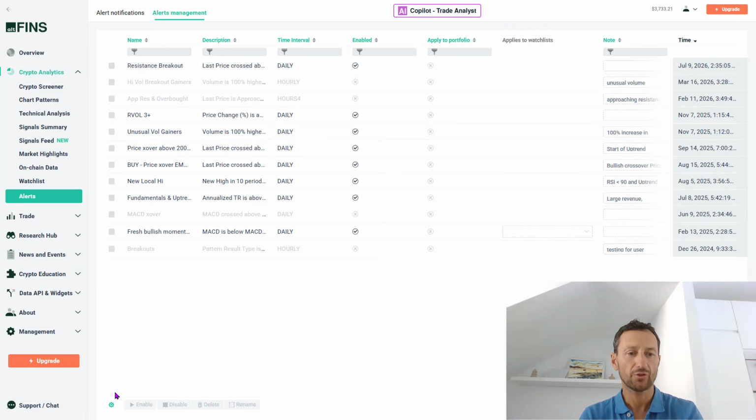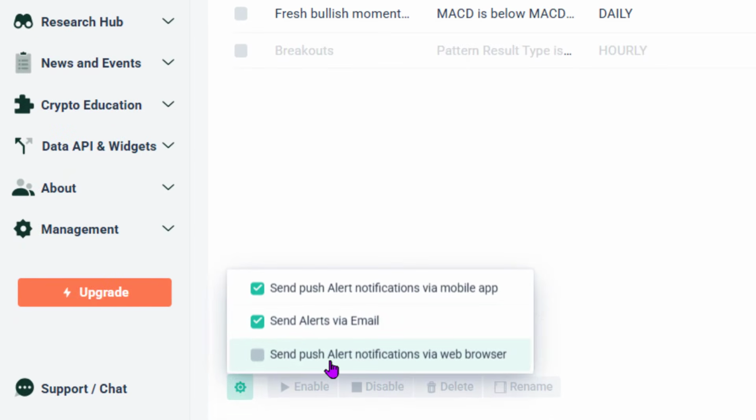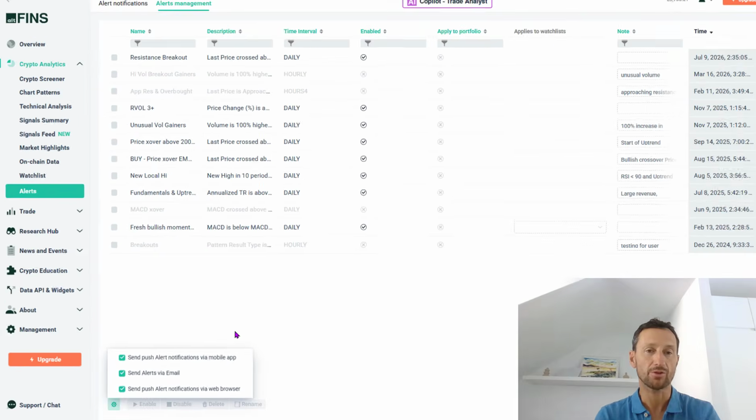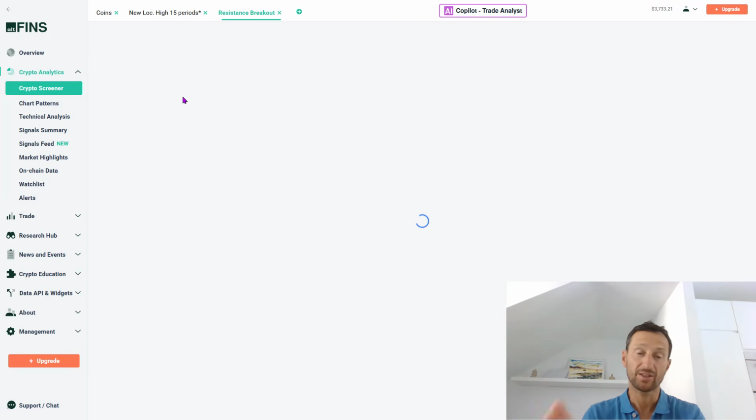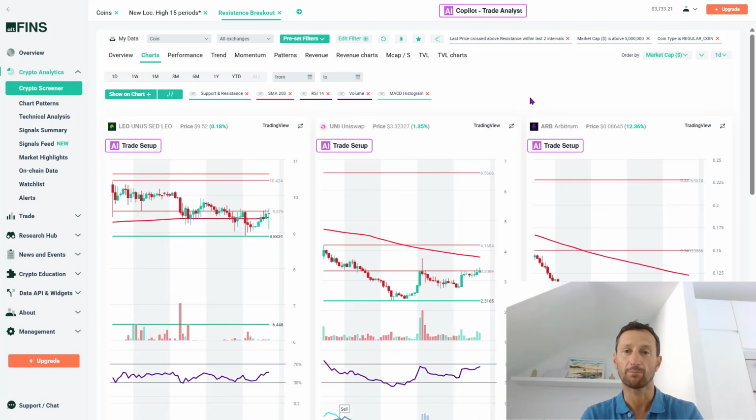Also, you can manage here where you're going to get the alerts as well. So you can receive them obviously here on the platform. You can receive them via email. You can also receive them via the mobile app. You can even receive the alert notifications on the web browser. Okay, so there are really 4 options now available to you in terms of alerts. If this is the kind of trade setup that you're looking for, then you should set up an alert for that, and then use the AI trade setup button and that feature to help you with the actual trade setup, price target, stop loss, and entry level as well.